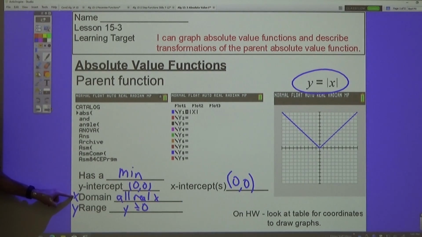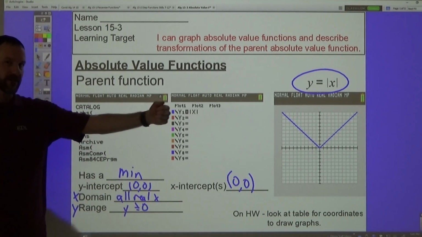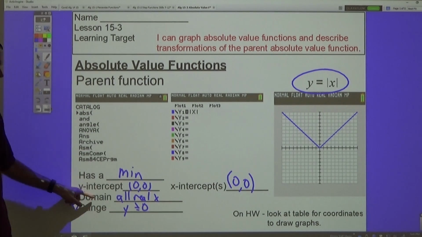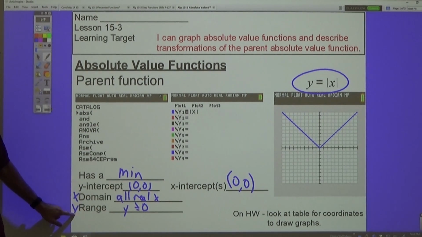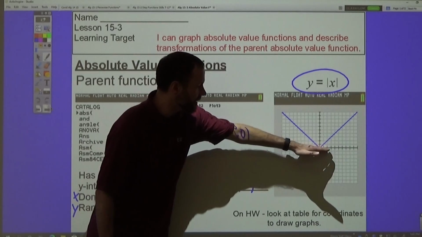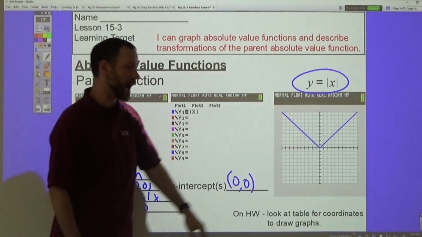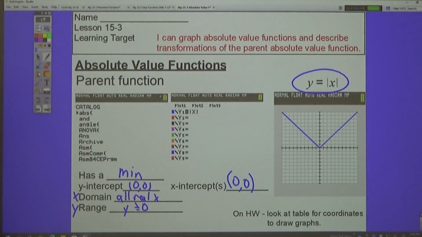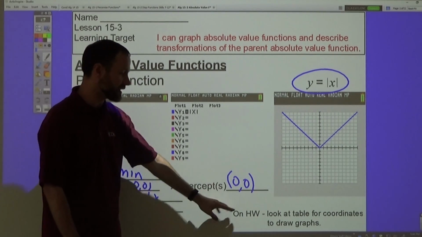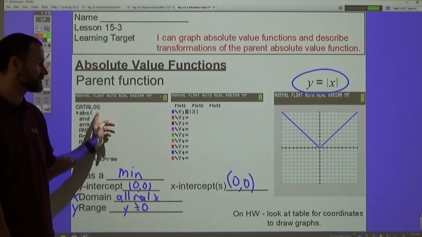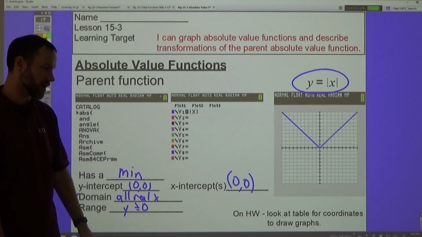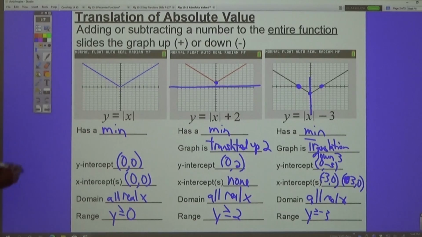Your domain values are your x values. It goes forever in each direction, so it's all real x. The range are your y values. Our y values are everything from 0 on up, so y is greater than or equal to 0. If you have to graph any of these, again, hit second and table once you type it in, and you'll get points along the way to draw your graphs.